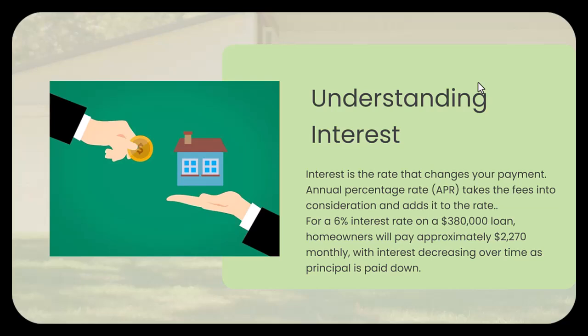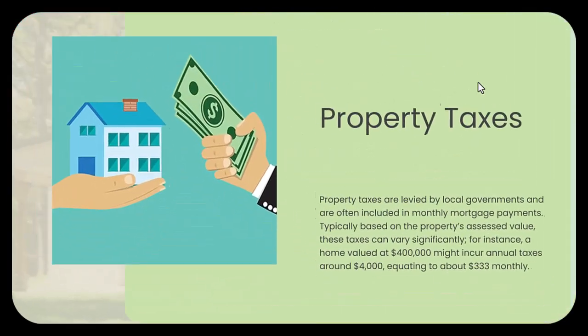So if you had a 6% interest rate on a $380,000 loan, your payment for principal and interest total is always going to be $2,270 a month. That piece of your payment is never going to change. Within that payment, you're paying principal, meaning you're buying your loan down as part of that payment, but you're also paying the interest on the loan. And that ratio changes every month as you pay it down.